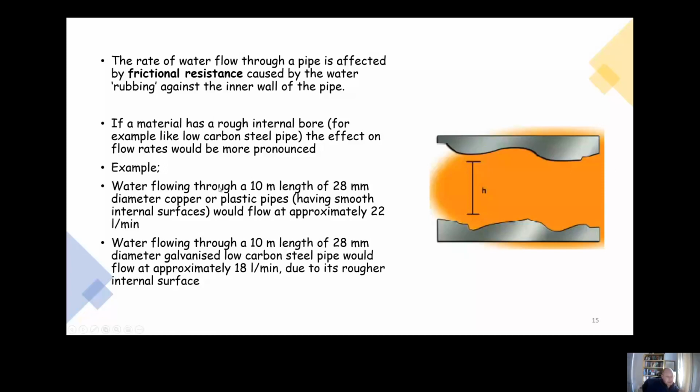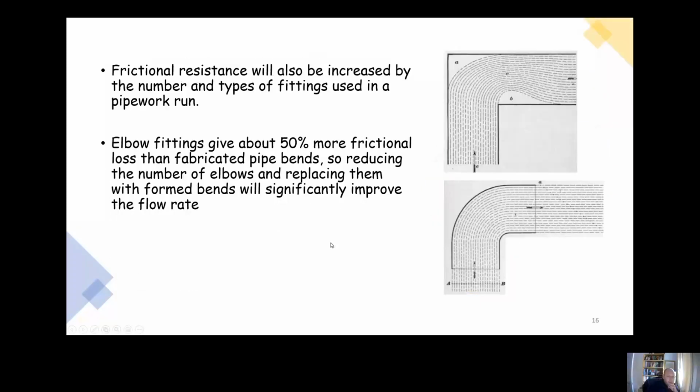The example shown here, a 10 meter length of 28 mil copper or plastic, would give a flow rate of roughly 22 litres per minute, depending on the pressure. Whereas that same length and same size of steel pipe with a rougher internal bore would only give a flow rate of 18 litres per minute, because the rough internal surface slows down the flow of the water.